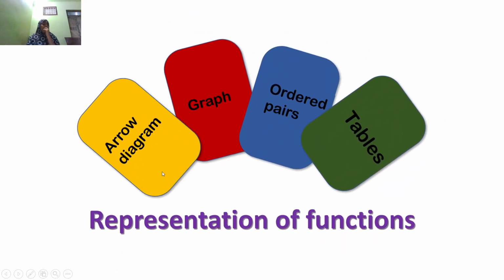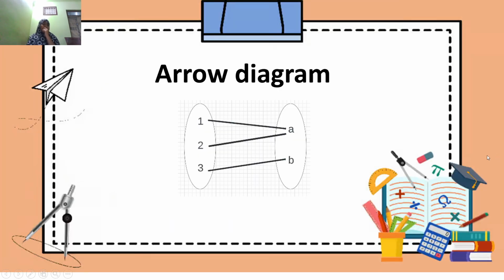So how many ways can we represent a function? Four ways: arrow diagram, graph, ordered pairs, and tables. In an arrow diagram, we list a set A, that is the domain. Let us say 1, 2, 3 is the domain. Then we have a codomain a, b, and we map each element to its functional value. Say 1 maps to a, 2 maps to a, and 3 maps to b. We use arrows to represent the function, which is why it is called an arrow diagram.